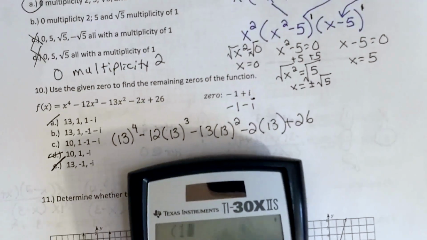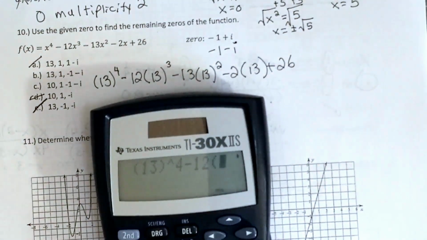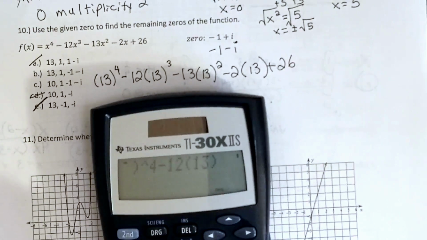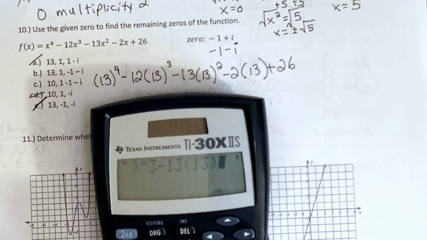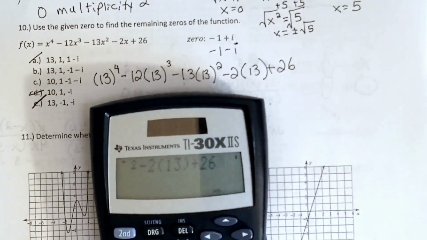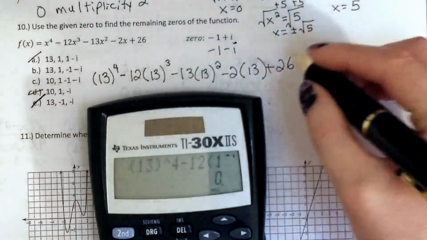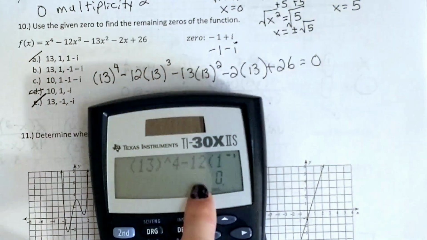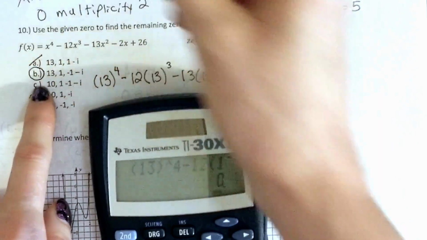Okay, so 13 to the 4th power minus 12 times 13 to the 3rd power minus 13 to the 2nd power minus 2 times 13 plus 26. Okay, now since that gave me a zero, this is the answer we're going to pick. If it gave me a number other than zero, then I would check C. I don't even need to check C because I know that it's B.